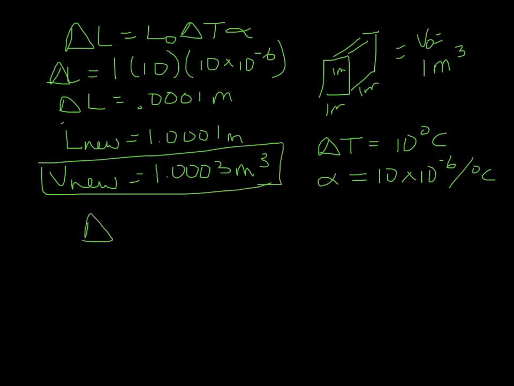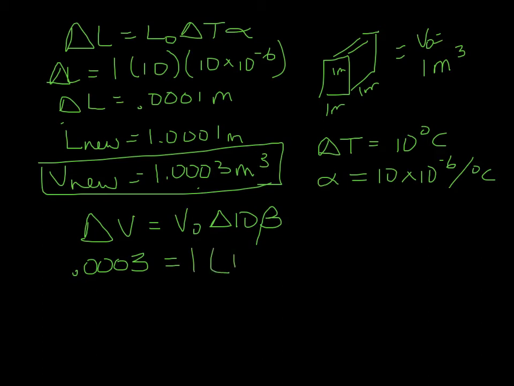And then in our second equation, we want to use change in volume is equal to our original volume times our change in temperature times beta, or our volumetric coefficient of expansion. So if our new volume is 1.0003 and our original volume was 1, our change in volume is now 0.0003 cubic meters. We subtracted those two volumes to find the change in the volume. Our original volume is 1. Our change in temperature is 10 degrees.